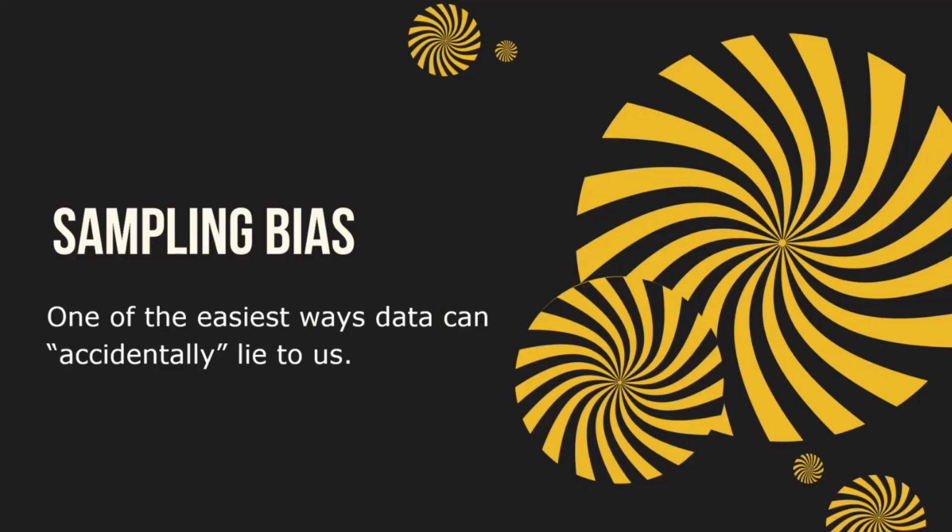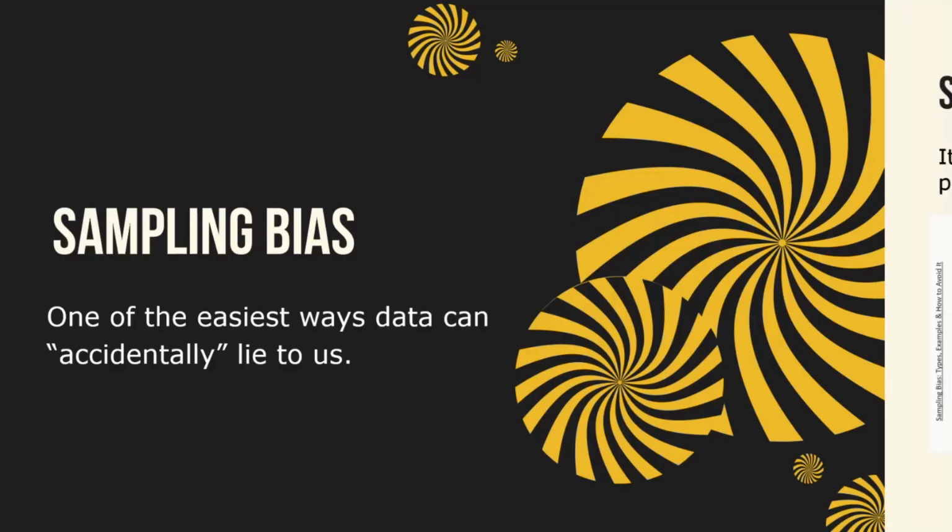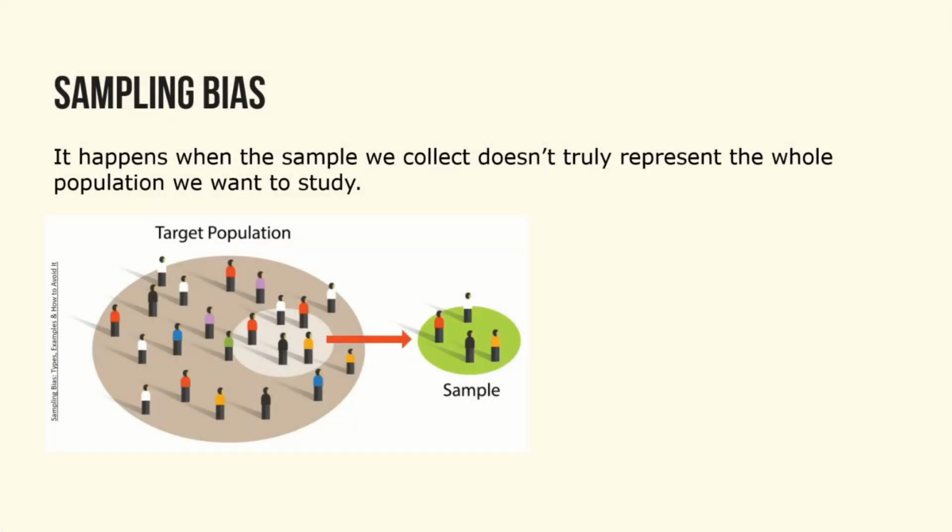Now, speaking about bias, let's talk about sampling bias. This is one of the easiest ways that data can accidentally lie to us. Sampling bias happens when the sample we collect doesn't truly represent the whole population that we want to study. Now you might be thinking, I have nothing to do with data collection, so why are we talking about this? Well, it's very simple. As we are designing or analyzing this data, we have to make sure that our audience is aware of its limitations.